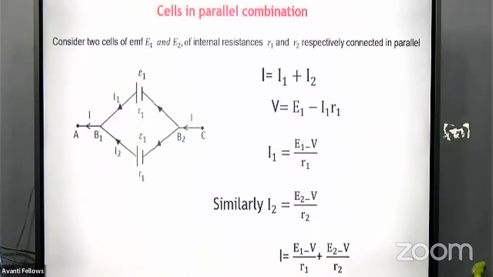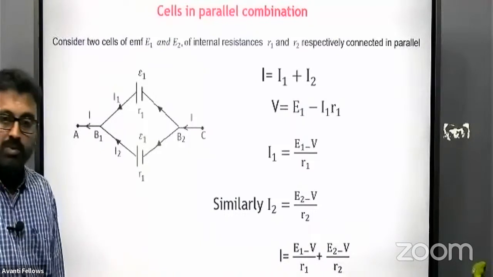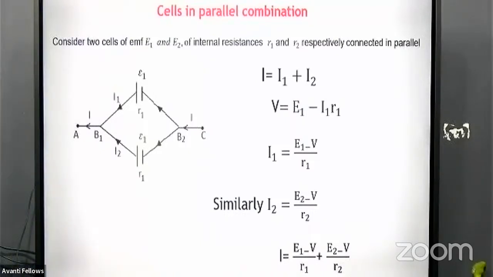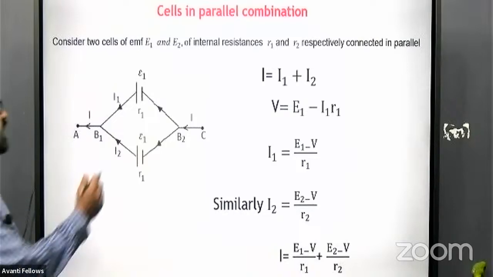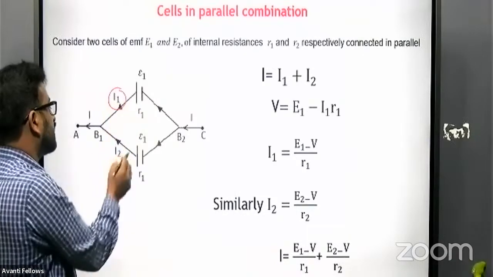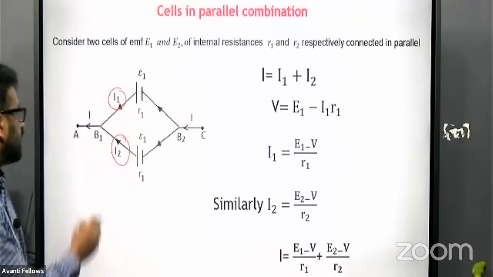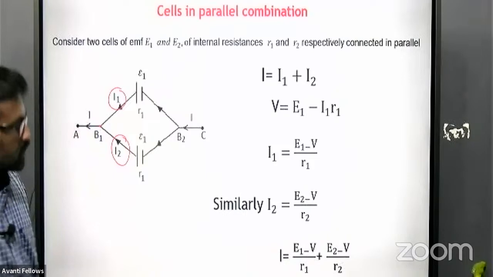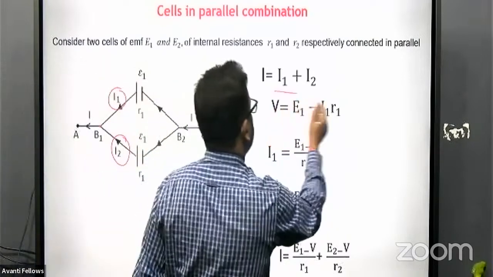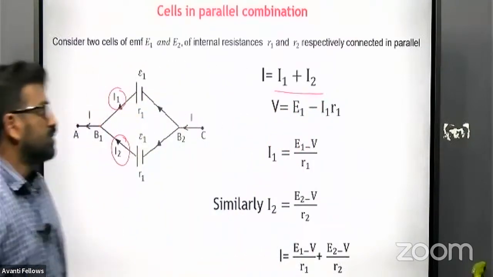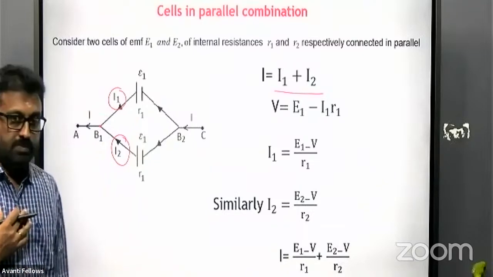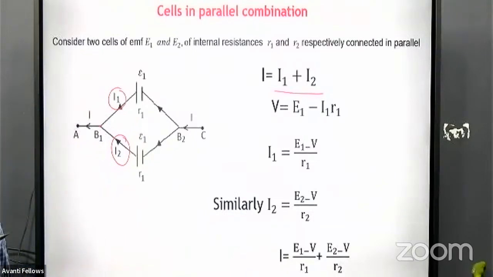Now, connection of a combination of cells in parallel. What happens when we connect cells in parallel? See, two cells are connected in parallel. The current from the first cell is I1 and the current from the second cell is I2. Both the currents are meeting at the junction B1, and here the total current is I. So the total current I will be equal to the sum of I1 and I2.